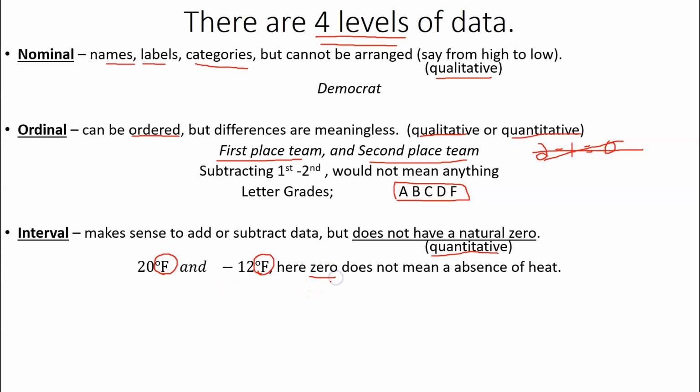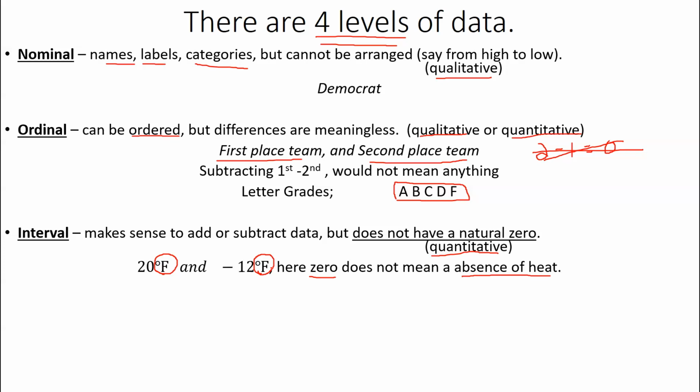0 degrees. Is that the absence of heat? I mean, there's like no heat left at 0 degrees Fahrenheit. No, because we know we can continue to get colder. So this is not a natural zero. See, a natural zero means that there's nothing of it left. Well, what is temperature? Temperature is a measure of the amount of heat in something. Well, 0 degrees Fahrenheit doesn't mean there's no heat left. Otherwise, it wouldn't be able to get any colder. So this is an interval.